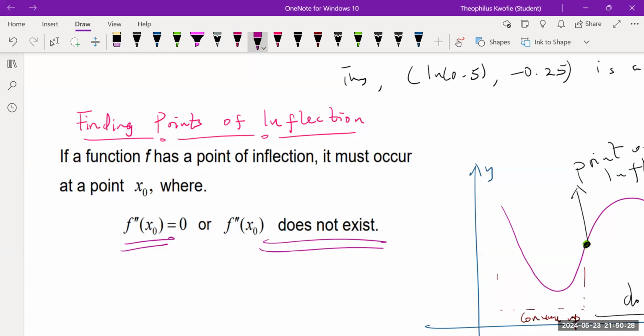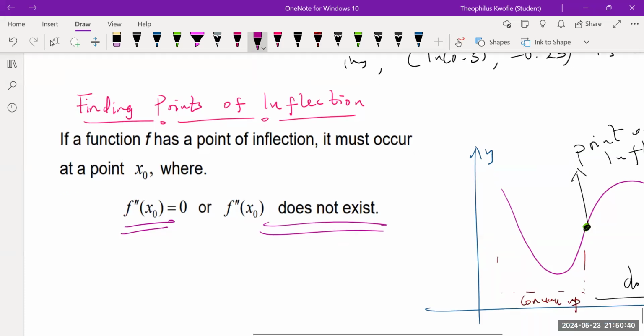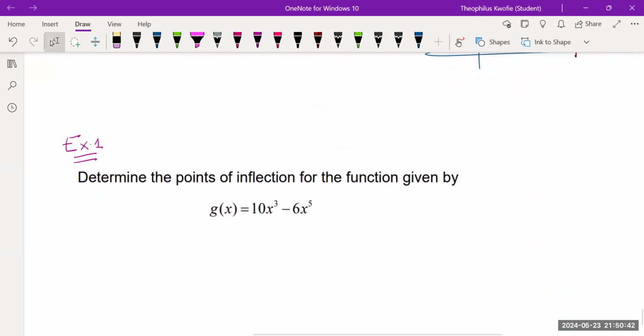It's like somebody who was once poor and now he's rich. At some point that transition took place, and that is what we call the point of inflection. So let's take note of that. Very, very important. Okay, so let's get the first problem of the day.